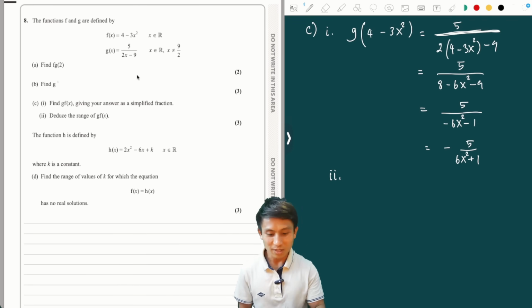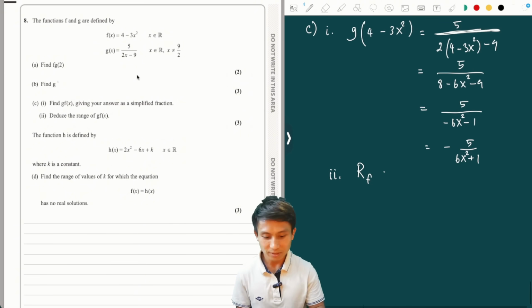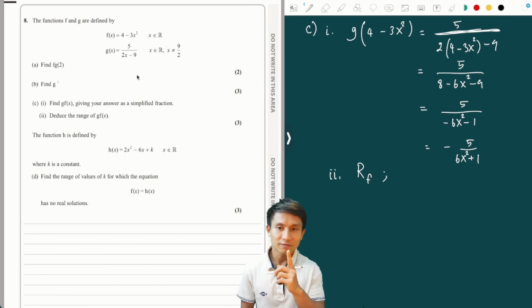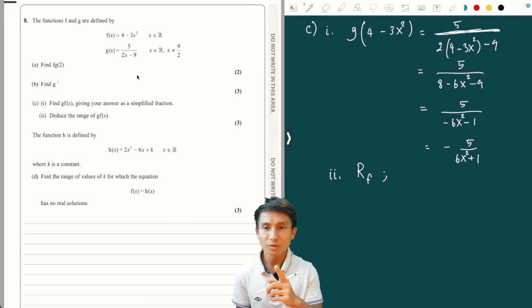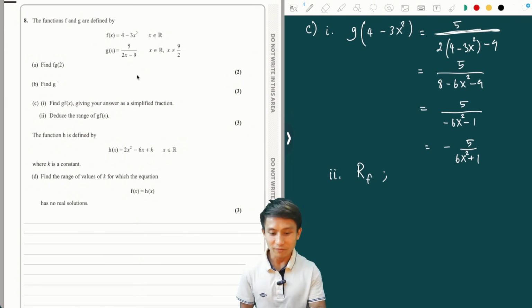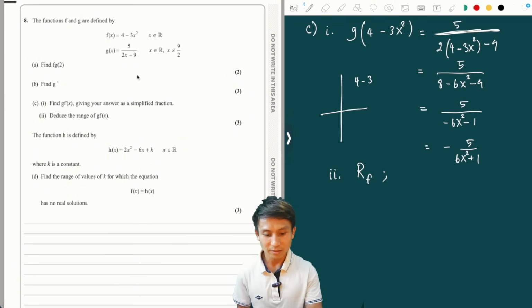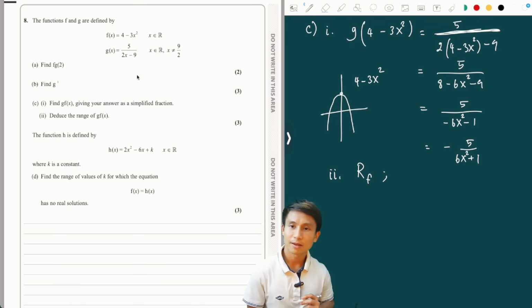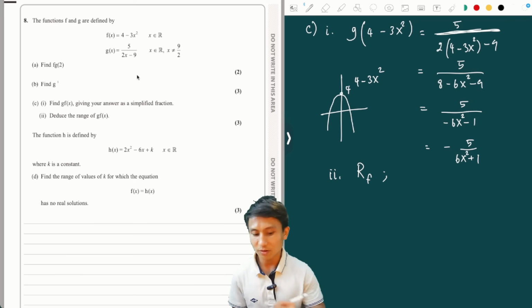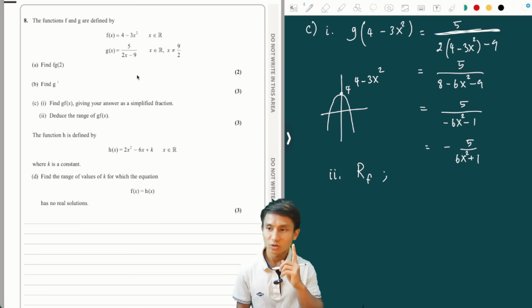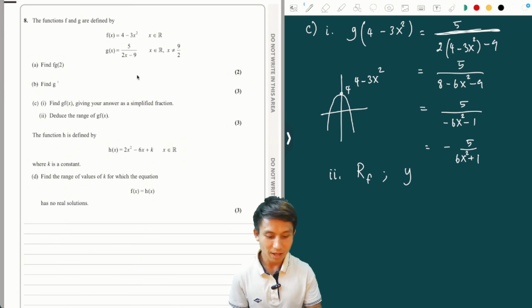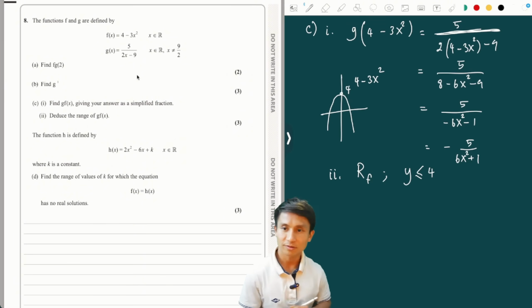But if you look at the range of f x, the range of f can only be the numbers that are less than or equal to 4. Because if you look at the function there, 4 minus 3x squared, this is a parabola, an inverted parabola, right? And the maximum is 4 there. So the range of f is y less than or equal to 4.